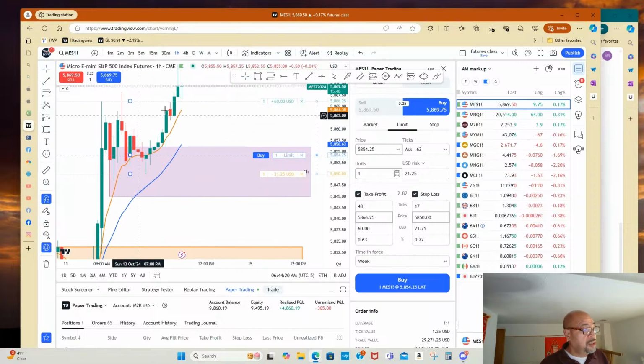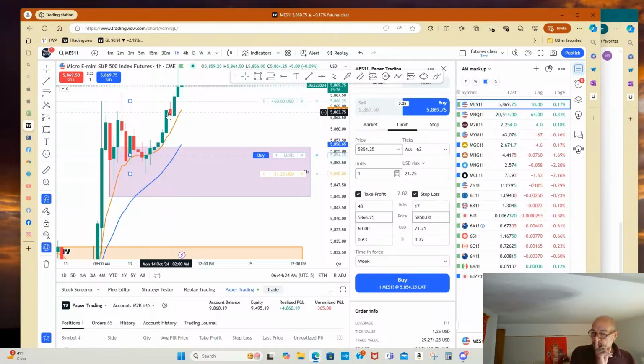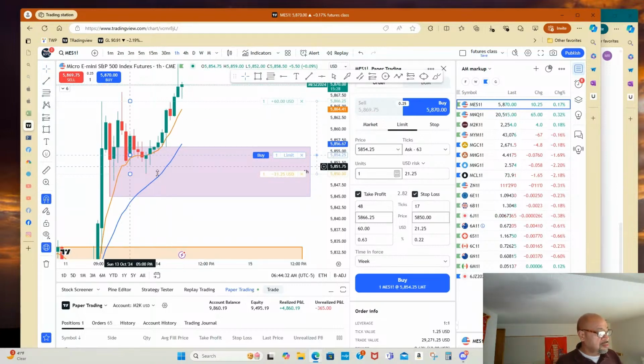Right? Somewhere in here, 2 to 3 o'clock is when London starts. So the European session starts. This was all Asia, Australia, and all of that. Then European starts, pushes all that. Now we're going to start in here.